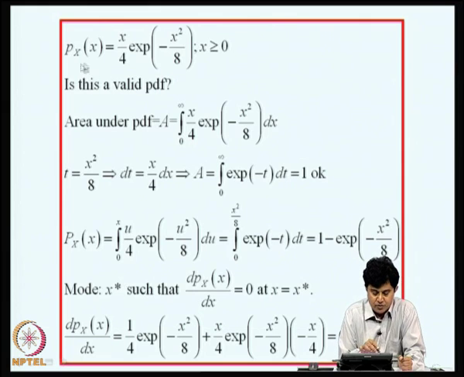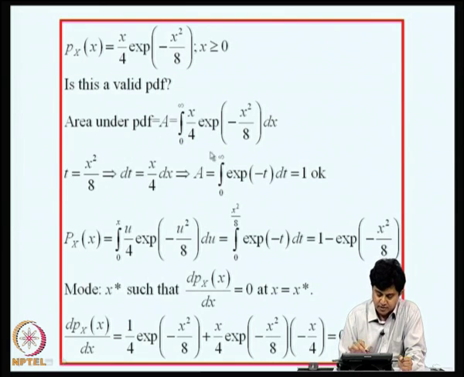Now first and foremost we can verify whether this is a valid probability density function. So for that the area under the probability density function should be equal to 1. So we can check that. To do that I substitute x square by 8 is equal to t, and we can verify that area under the density function is indeed equal to 1.